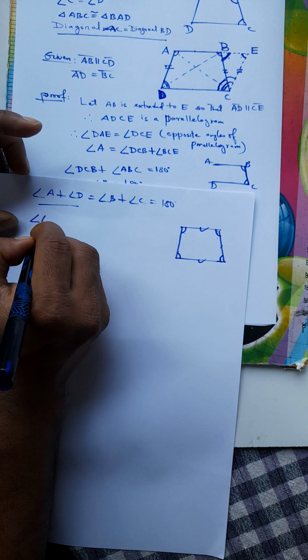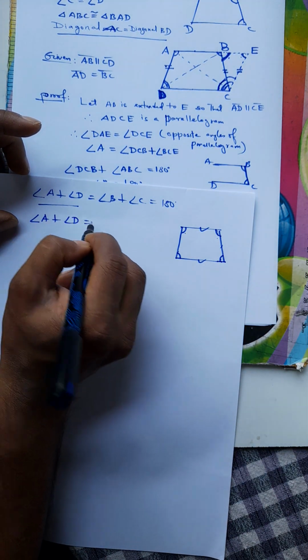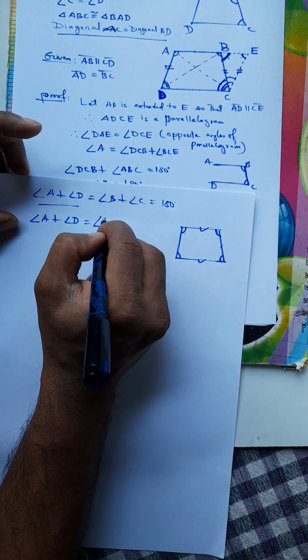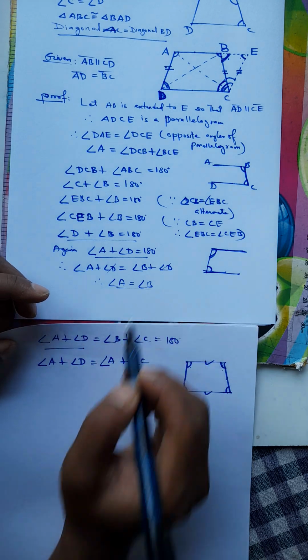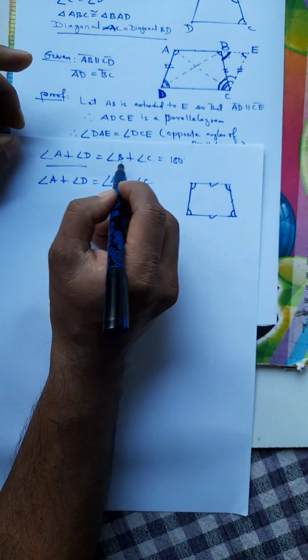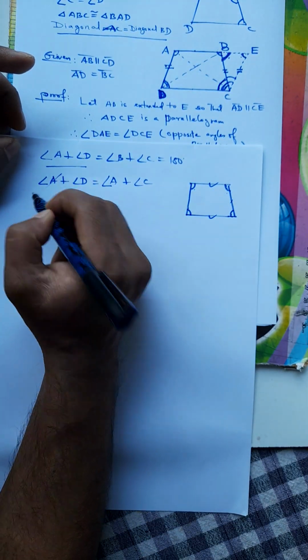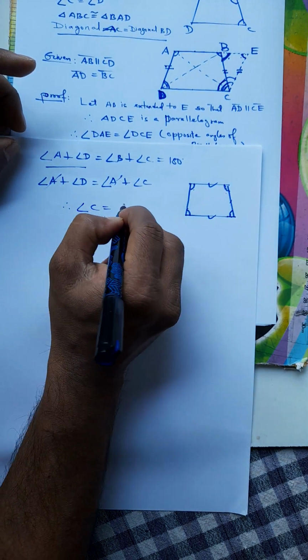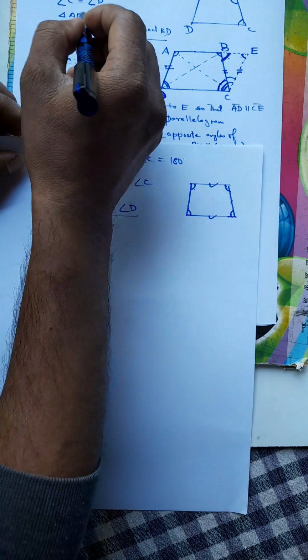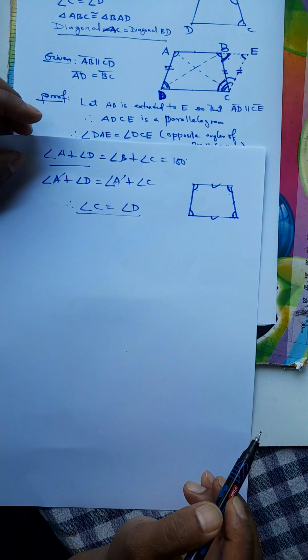Now angle A plus angle D equal to angle B plus angle C. Since we proved that angle A equal to B, in place of angle B we can say angle A. Now you can cancel A on both sides, therefore angle C equal to angle D. So this has to be proved, right?